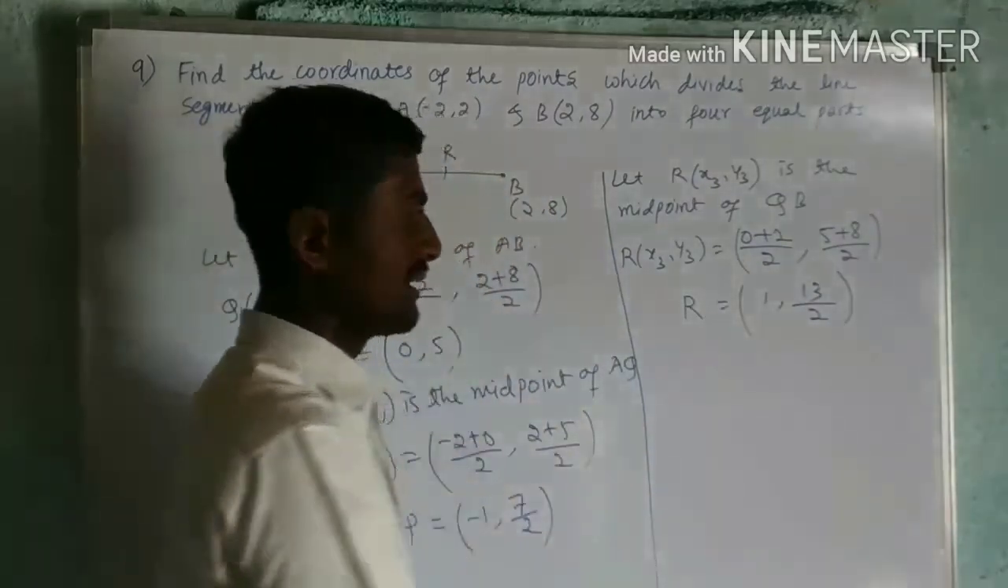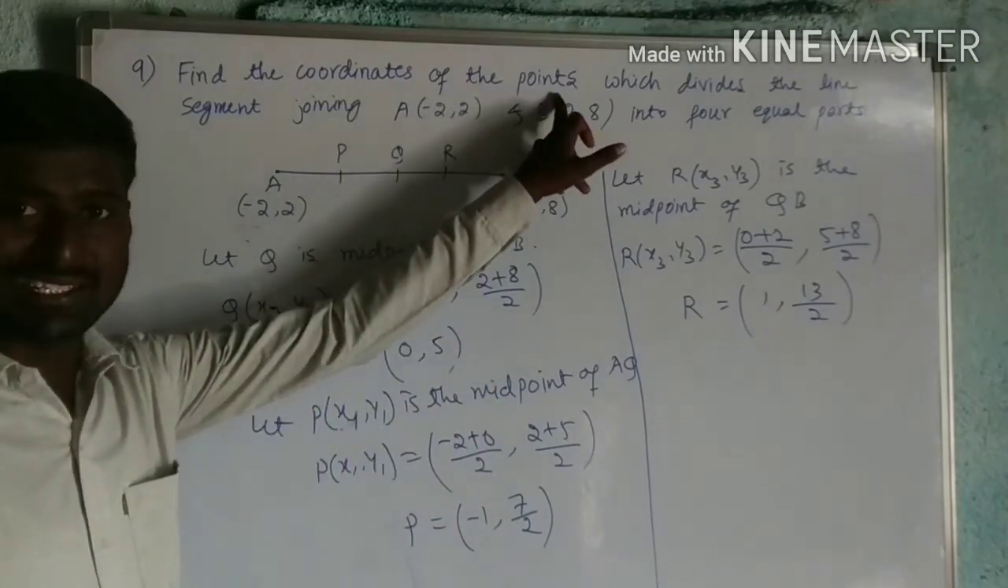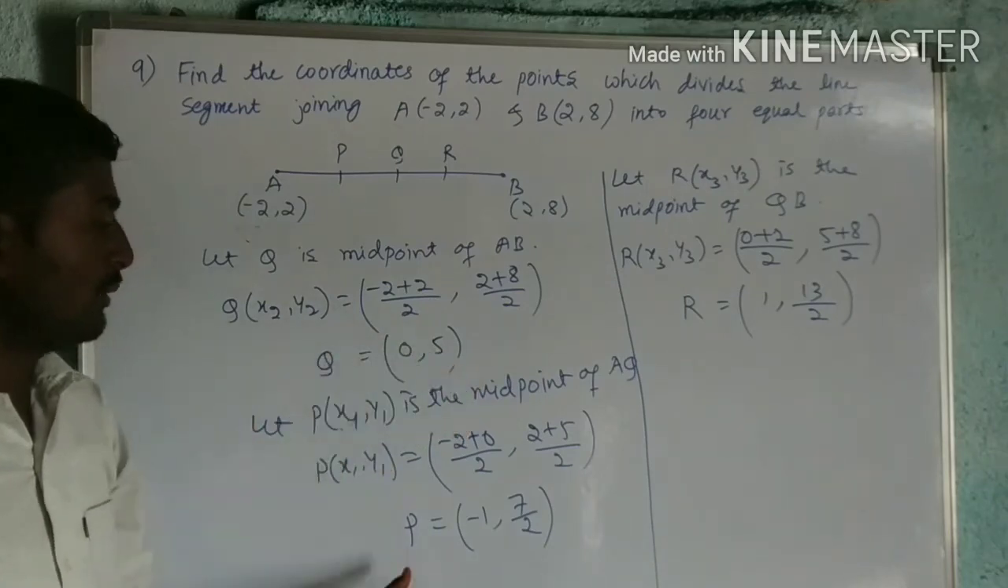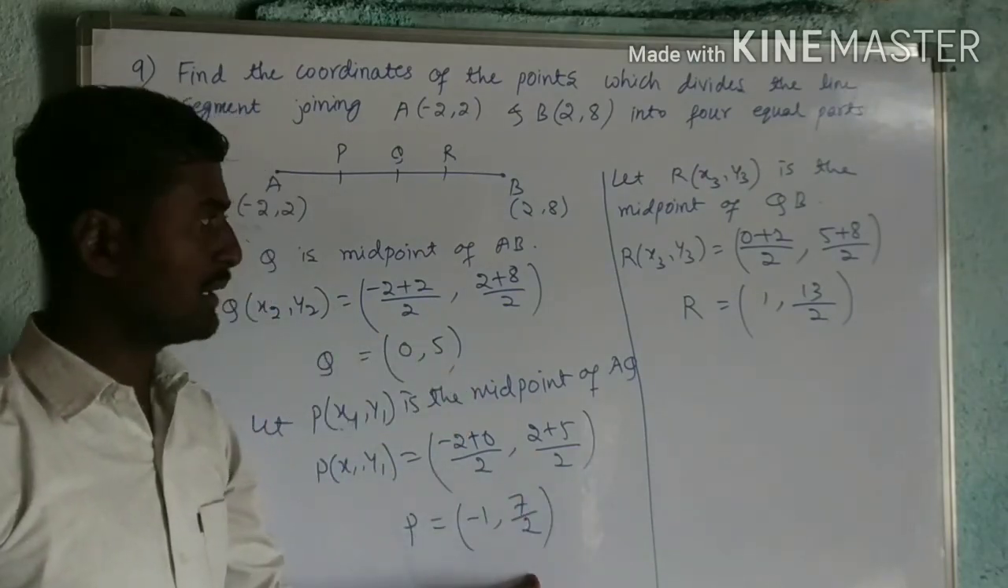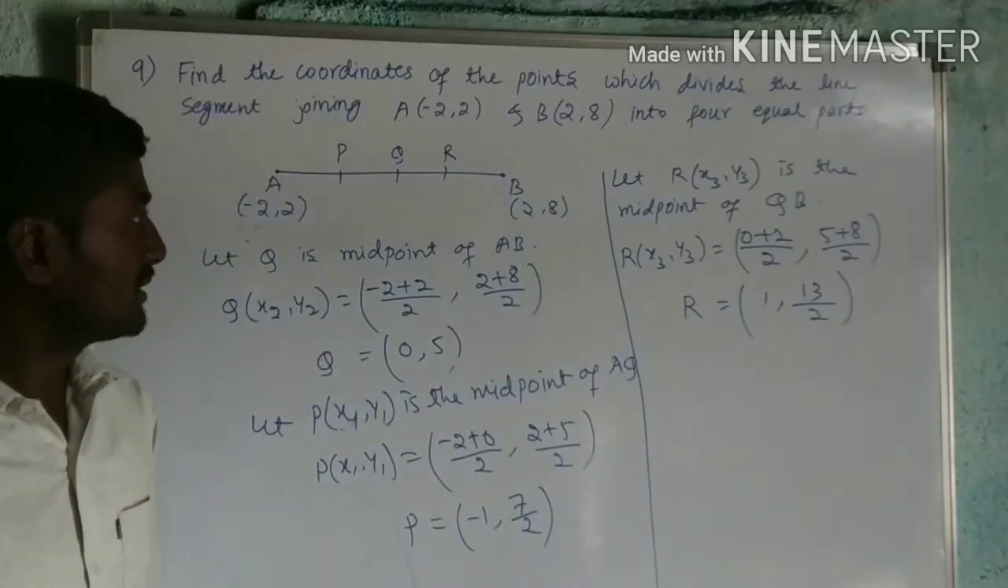So this is the point R. Okay, they ask you to find the coordinates of the points, so those are P, Q, R. I got Q as 0 comma 5, P as minus 1 comma 7 by 2, and R as 1 comma 13 by 2. Okay, this is how we can solve this.